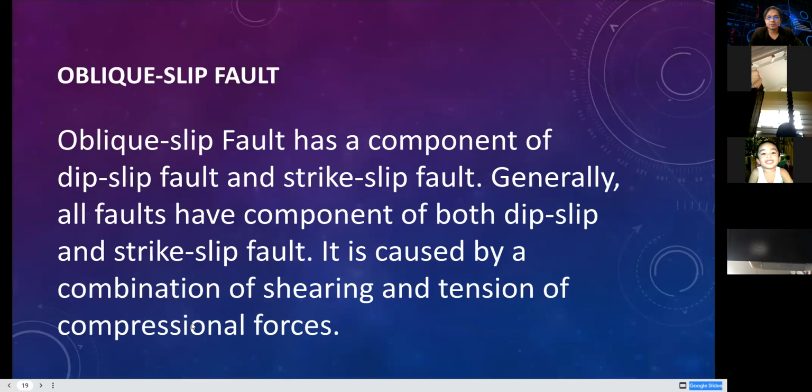Oblique slip faults. Do you have any questions so far with the discussed topic? None? Any question before we continue? All right.